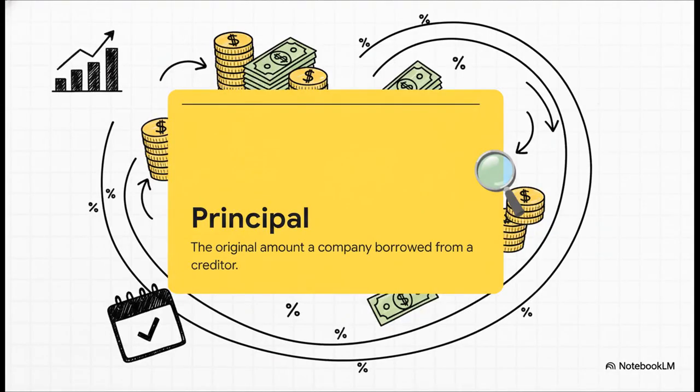Before we can talk about interest, we have to be crystal clear on what we mean by principal. The principal is simply the original amount of money that was borrowed. It's the starting point. All the interest that gets charged over the life of the loan is calculated based on this principal amount. So it's a critical number.